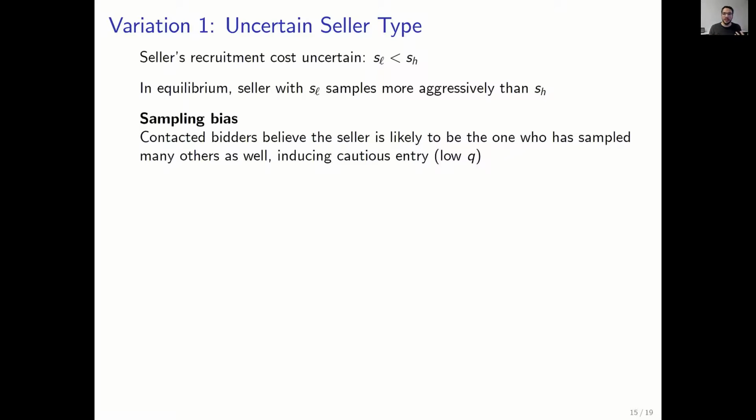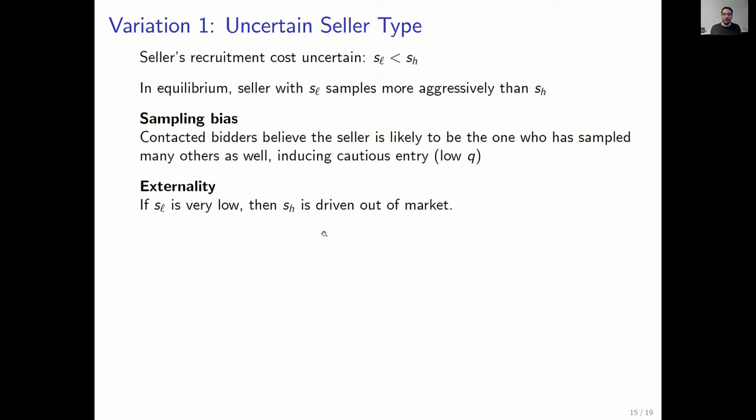So I'm not sure as a bidder when I'm contacted how many other bidders have been contacted as well. I'm not sure about the recruitment effort of the seller. However, I infer something from the fact that I've been contacted. Why? Because if I'm contacted, it's much more likely that the seller is a seller with low costs, because a low cost seller contacts more bidders than a high cost seller. So there's a sampling bias. Conditional on being sampled, I think it's more likely that it's the low cost seller.